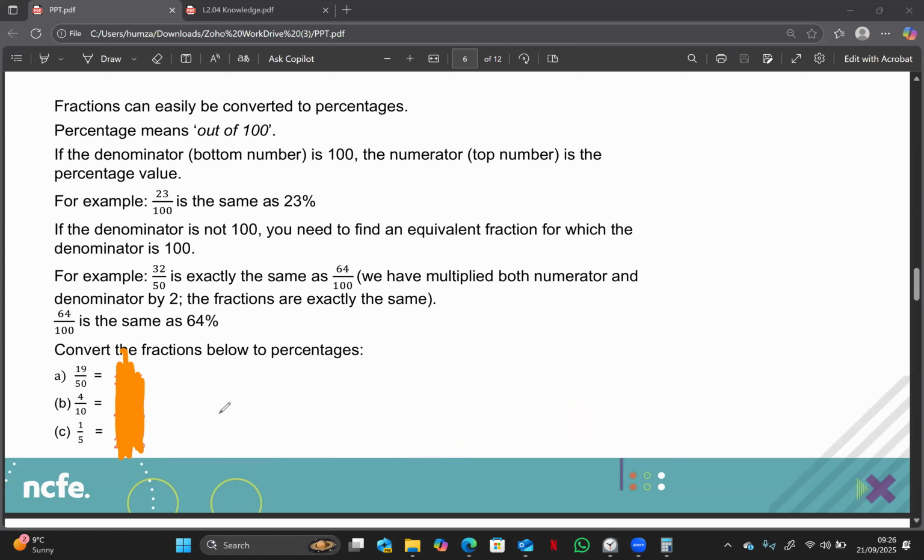So it's 1/5, right? What do we need to do to this? What did I just say? This bottom number, what do we need to make it into?